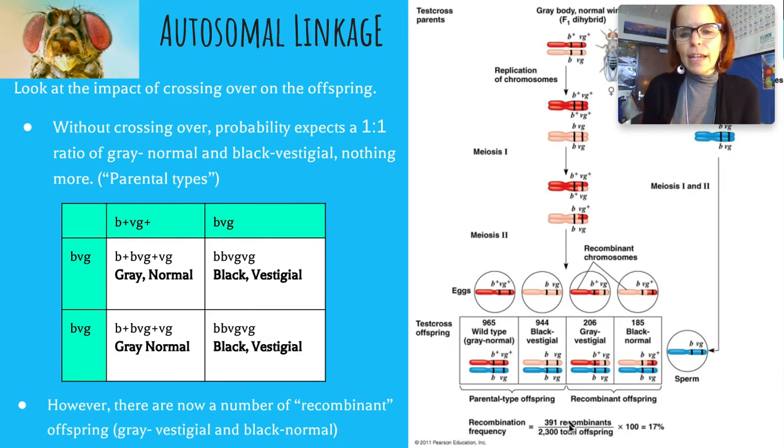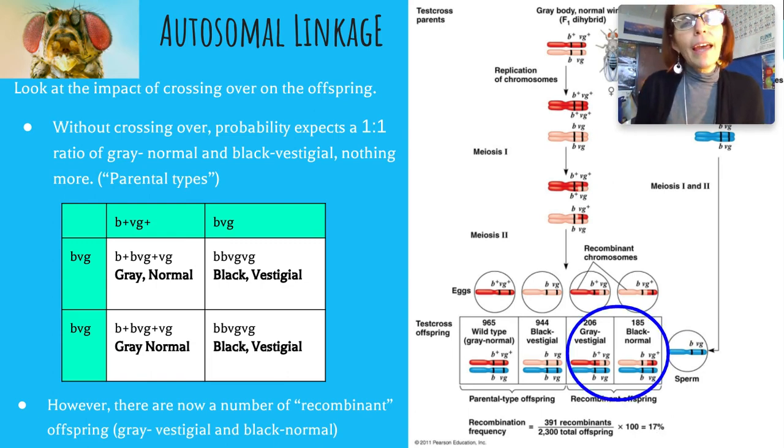Now, I want you to notice down at the bottom, it says the recombination frequency. I mentioned that you can make a chromosome map to figure out how far apart they are, and it's dependent on the percent of times that they cross over and recombine. So if we look at the total number of offspring that Thomas Hunt Morgan was studying, there were 2,300 fruit flies. Exactly 391 of them showed the recombinant traits, so the traits due to crossing over. So that's 17%. 17% of the time we got offspring that were different than the parents.